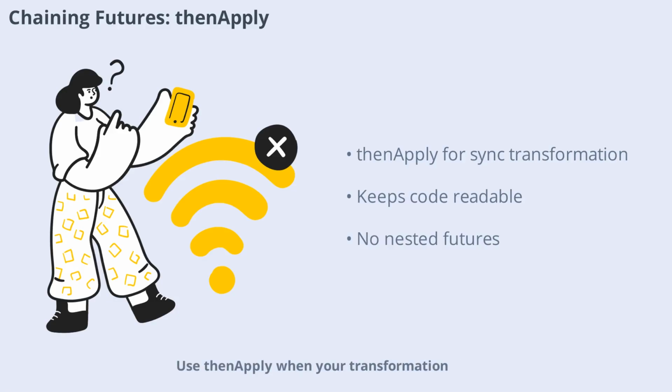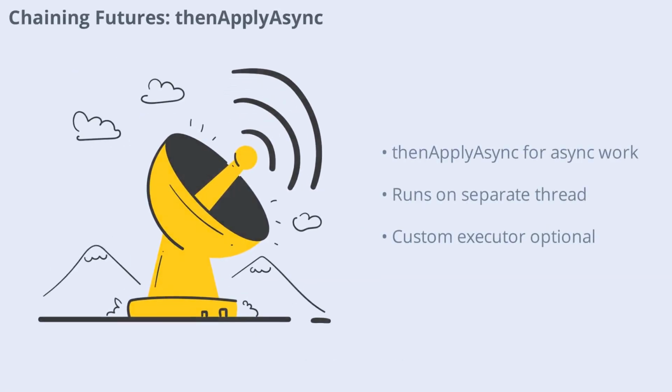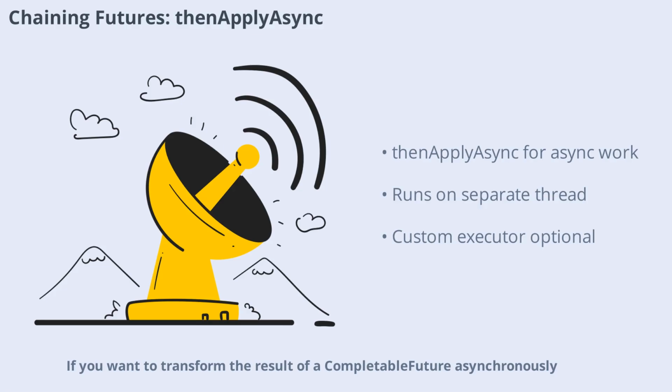Use thenApply when your transformation does not return another CompletableFuture. If you want to transform the result of a CompletableFuture asynchronously, use thenApplyAsync. This method schedules the transformation on a separate thread, allowing your pipeline to remain non-blocking.